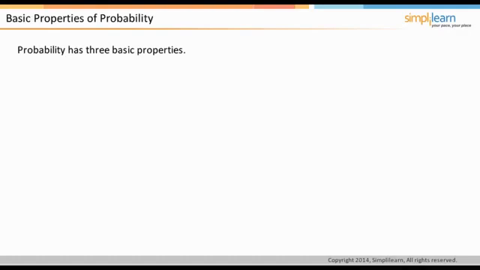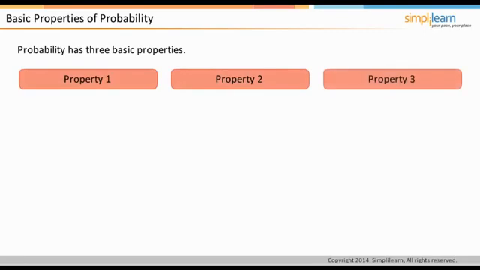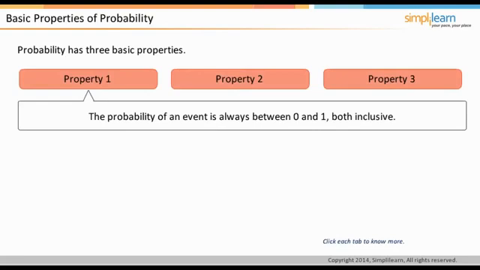Let us look at some basic properties of probability in this screen. There are 3 basic properties of probability. Click each property to know more. Property 1 states that the probability of an event is always between 0 and 1, both inclusive. According to Property 2, the probability of an event that cannot occur is 0. In other words, an event that cannot occur is called an impossible event.